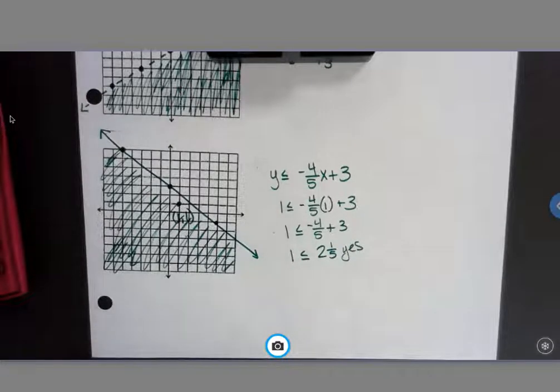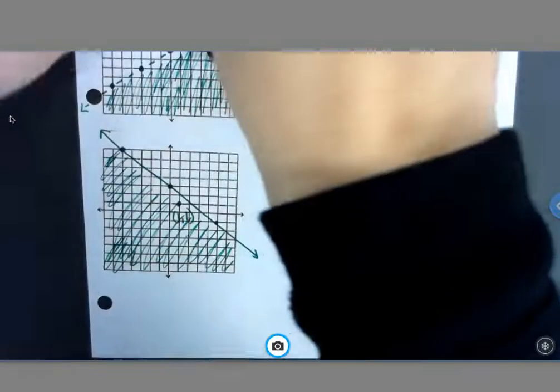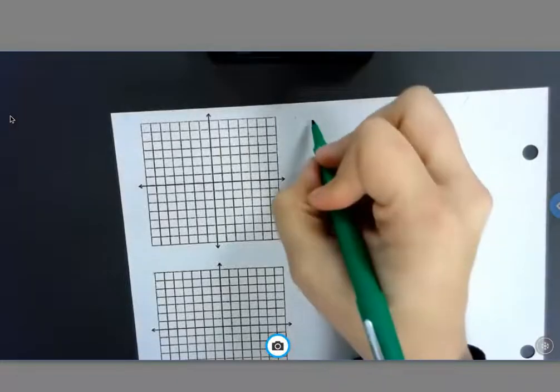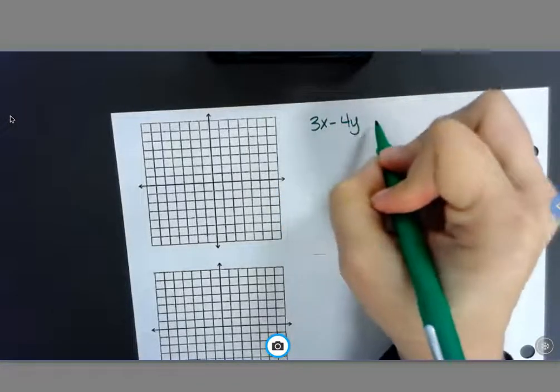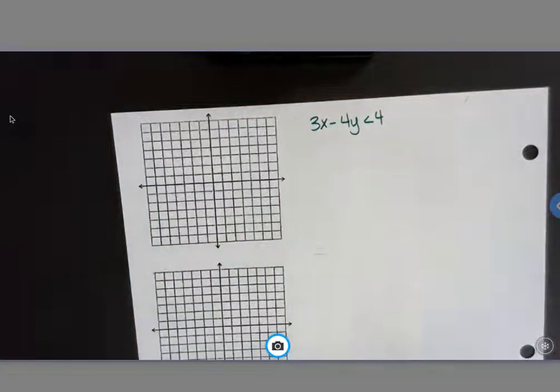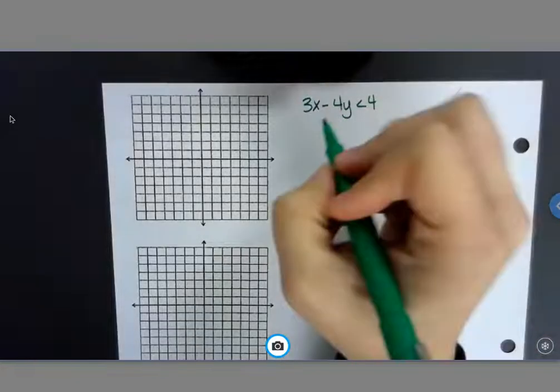All right. We're going to do the exact same thing on the back problems, except for now they're going to be in standard form, okay? And the only difference here is we have to change them to slope-intercept form before we can get started. Remember that the one thing that you have to remember about inequality is that if you're dividing by a negative, you still have to flip the sign.